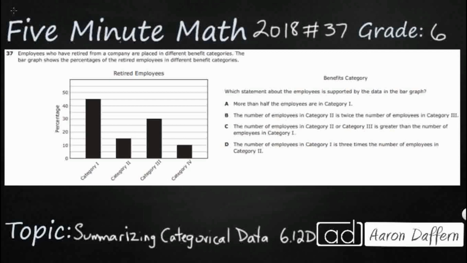Today we are looking at the 6th grade concept of summarizing categorical data. This is standard 6.12D in the great state of Texas, and we are using item number 37 off the 2018 released STAAR test. If you have not done so already, please go ahead and take a moment to pause the video, work this problem out on your own, unpause it, and then we will look at our answers together.